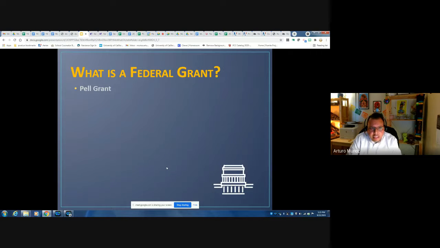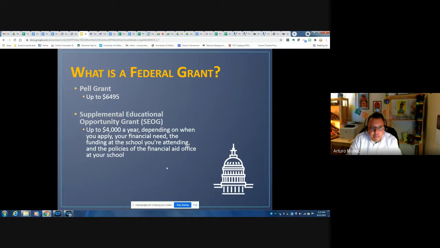What is a federal grant? So the federal major grant is the Pell Grant, that you could get up to $6,495. It's Supplemental Education Opportunity Grant, the SEOG, and up to $4,000 a year, depending on when you apply, your financial need, the funding at the school you're attending, and the policies of the financial aid office at your school. It is very different. And again, remember in the video, it's going to be different for every school. So once you do come to that point of deciding, you could come to your counselors or ourselves at the early college counselors and discuss the differences and options you have, opportunities and financial packets that will be offered for each college.